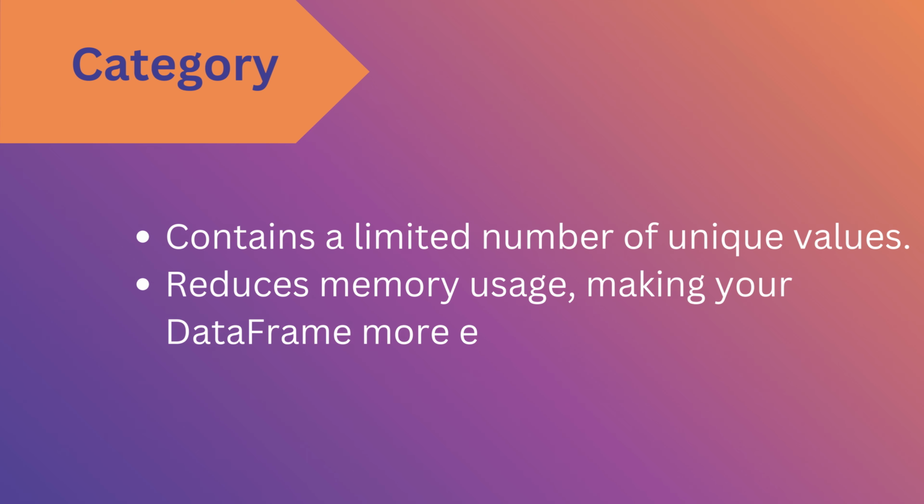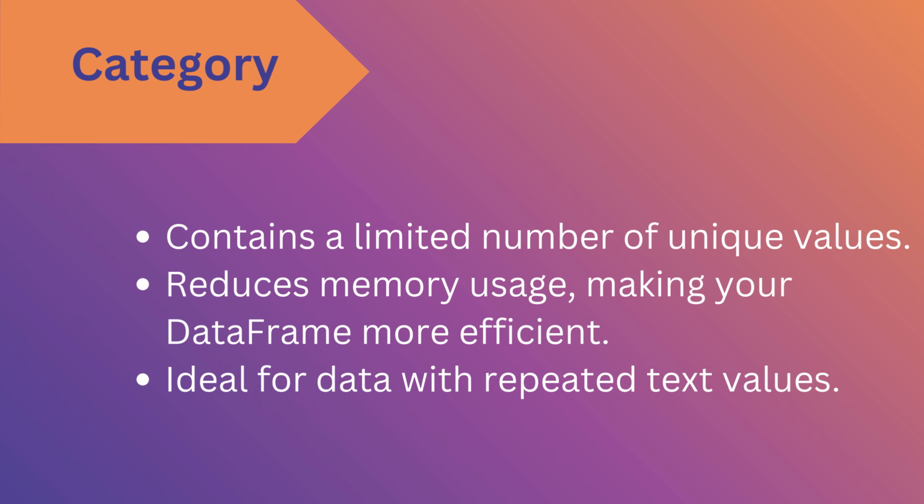Next one is category. The category data type is used for categorical data which contains a limited number of unique values. Examples include columns like region, north, south, east, or west, or product categories. Using category reduces memory usage, making your data frame more efficient. And it's ideal for data with repeated text values.